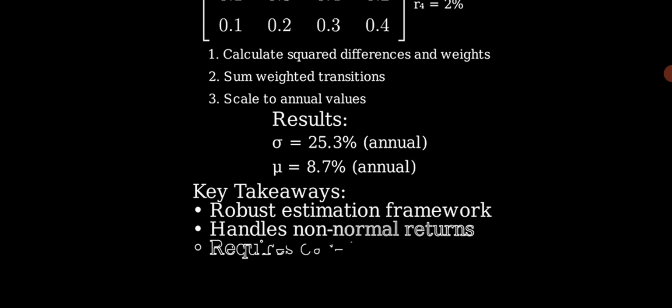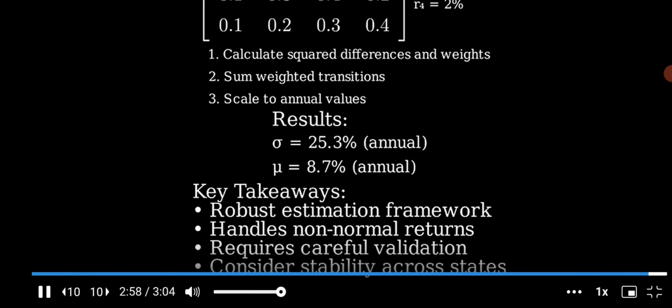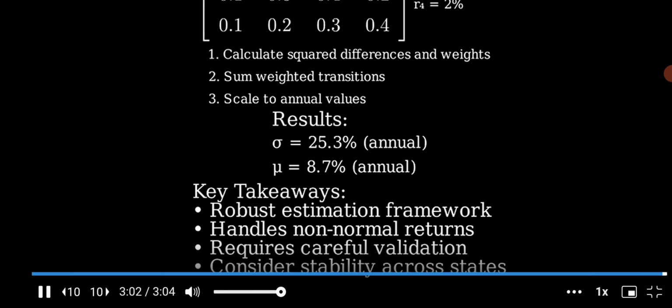In conclusion, the Markov chain method provides a robust framework for estimating volatility and drift parameters. It's particularly useful when dealing with non-normal returns or regime switching behavior. Remember to validate your estimates and consider the stability of your results across different state space definitions.